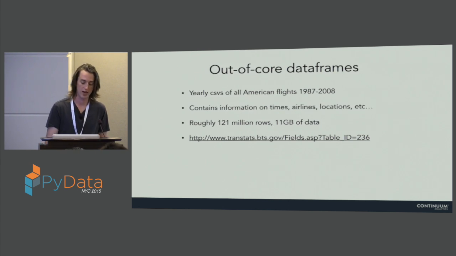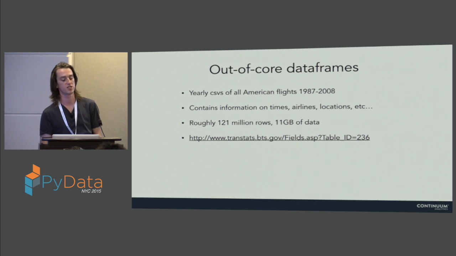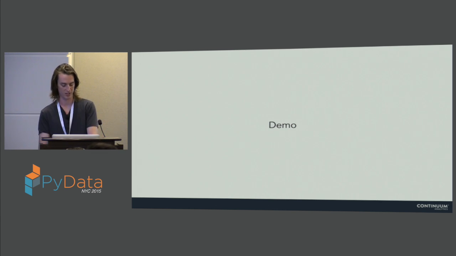So here's another example. Out-of-core DataFrames. I have yearly CSVs of all American flights. This contains information on the times, airlines, locations. It's about 121 million rows, 11 gigabytes of data on disk. You can get it from that URL there. So I was able to, again, analyze all of this on my laptop. Or actually do a live demo on this one, too.